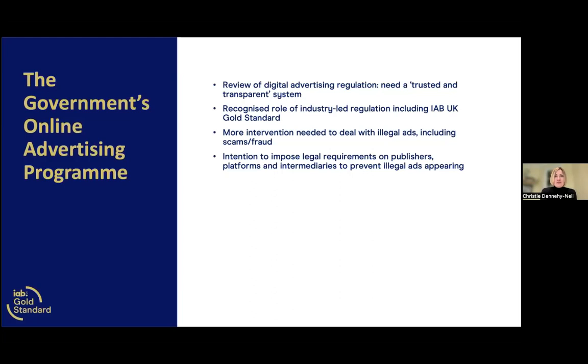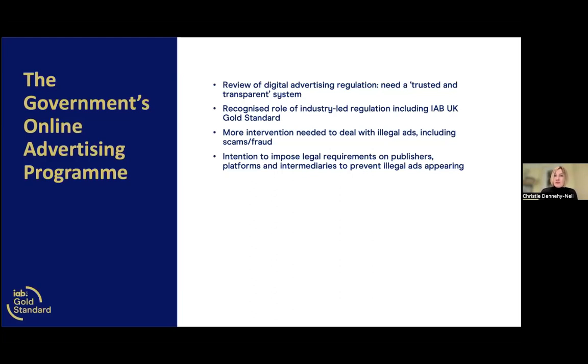We stressed in our response that this was an opportunity for the government to work with the industry to design and develop a modern digital-first regulatory framework, but that they should also support effective industry-led regulation, and that there should be a distinction between the companies doing the right things and the bad actors who are responsible for illegal activity, which is not only bad for consumers, but also bad for businesses as well.